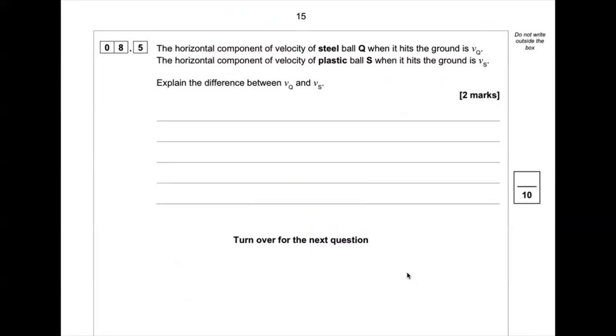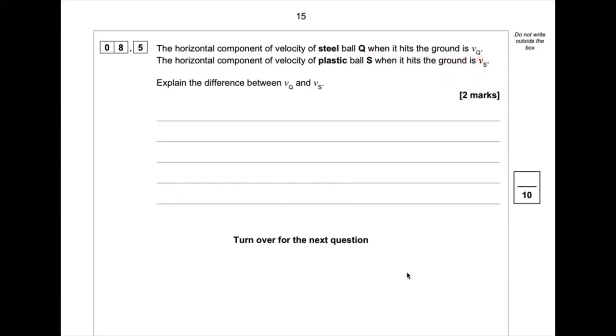8.5, the horizontal component of steel ball Q when it hits the ground is VQ. The horizontal component of the plastic ball when it hits the ground is VS. Explain the difference between VQ and VS. Again, we know that the plastic ball would also face air resistance in the horizontal direction, because air resistance acts the same way independent of whether it's vertical or horizontal. So for the plastic ball, I know that the horizontal component would be smaller because it would be reduced. For Q, it would be the same, because there is no horizontal force.